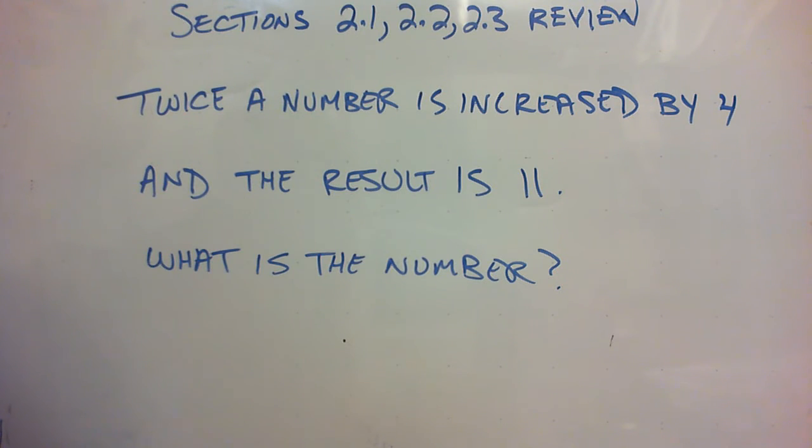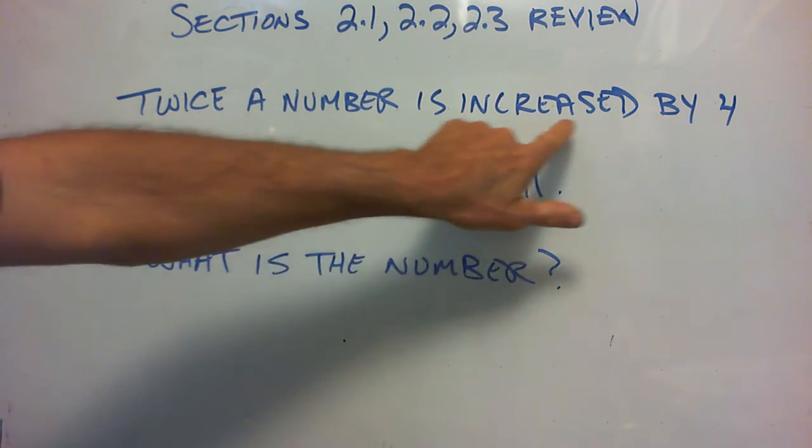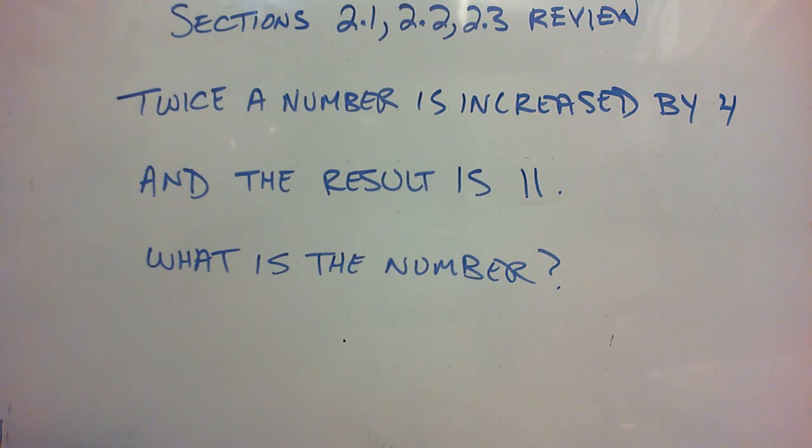Okay, on to some of the word problems. Twice a number is increased by 4, and the result is 11. What is the number? Well, you'd start off by letting x equal the number.